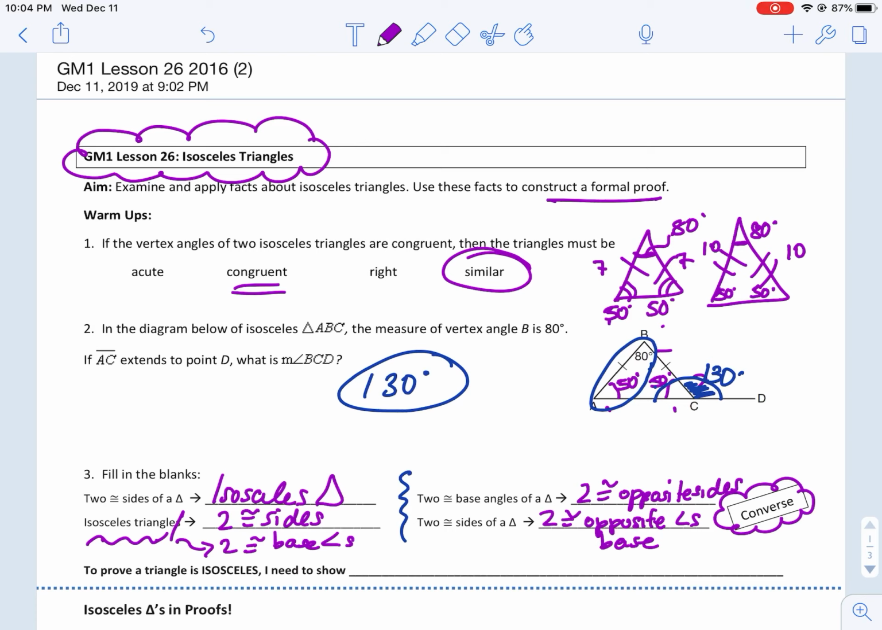So to prove a triangle is isosceles, if we wanted to show something is isosceles and convince somebody of that, you need to show one of two things. Formally, you need to show that it either has two congruent sides, or the other choice would be two congruent angles. And that's an or, because sometimes people think they have to show both. You do not have to show both. All right, so that's our warm-up for lesson 26.